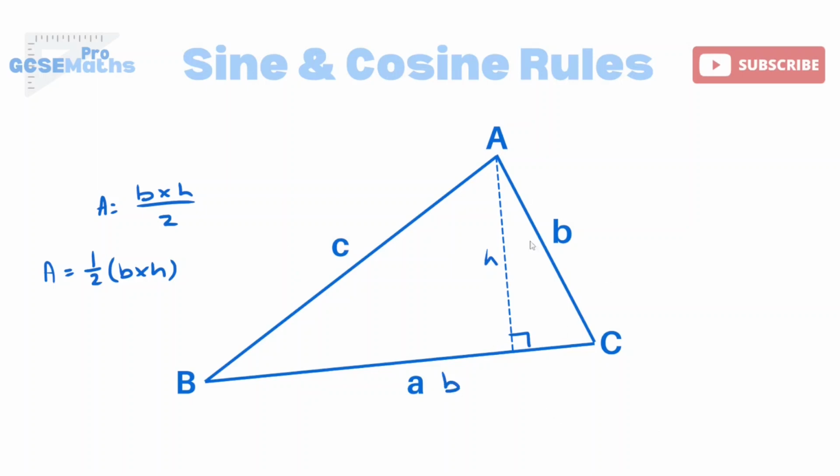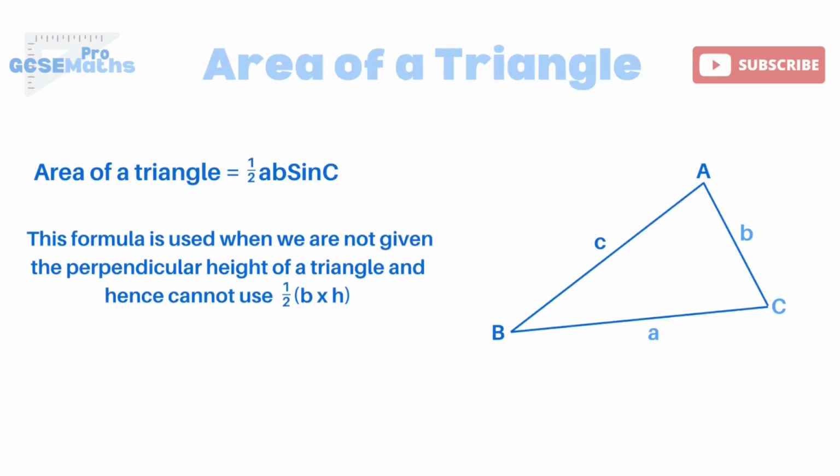So if you're not given this height, because that's not actually a side length, is it? If you're not given the height, if you only have the diagonal sides, this is when we're going to be using the formula that we have here. So the formula is half AB sine C, hence why we still need to use the same letters that we had in the previous 2 videos on sine and cosine rule. In this case, we've got the formula based around AB sine C. So it's basically this angle and then the 2 sides that surround it.